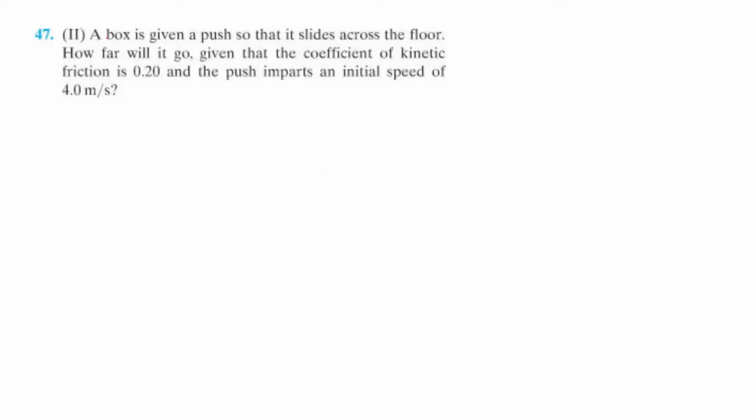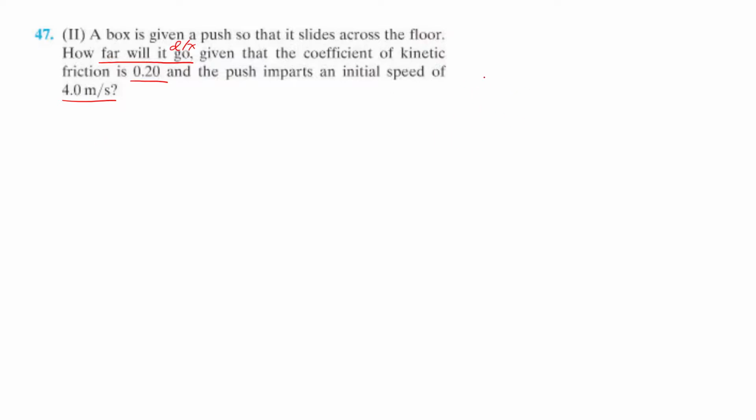So here it says a box is given a push so it slides across the floor. How far will it go? So it wants to find the displacement, or the x, given that the coefficient of kinetic friction is 0.2 and the push imparts an initial speed of 4.0 meters per second.